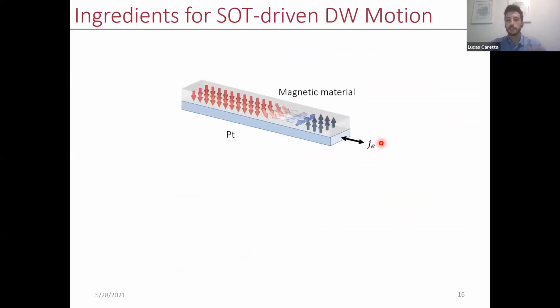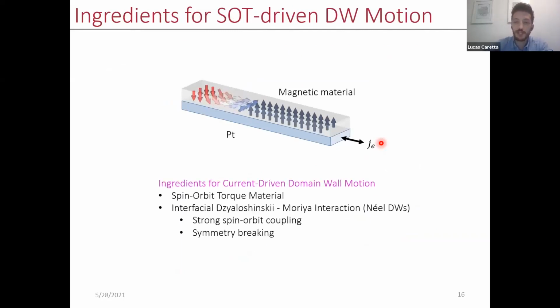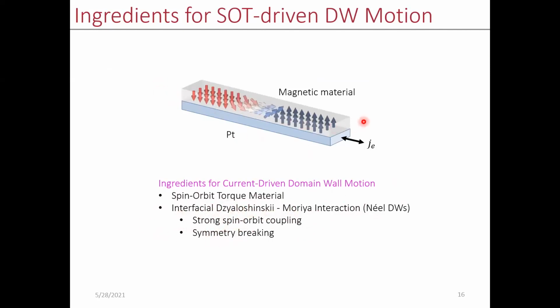So if you really got nothing from the last slides, if that was really confusing, the takeaway message is that in order to move a domain wall using a spin-orbit torque, you need a few different ingredients. You need a spin-orbit torque material itself, such as platinum, which can generate this angular momentum. And you need a special type of domain wall. In other words, you need this interfacial DMI interaction. And this really comes from strong spin-orbit coupling and symmetry breaking, which is inherent at interfaces.